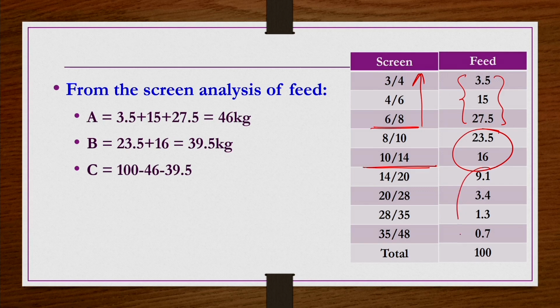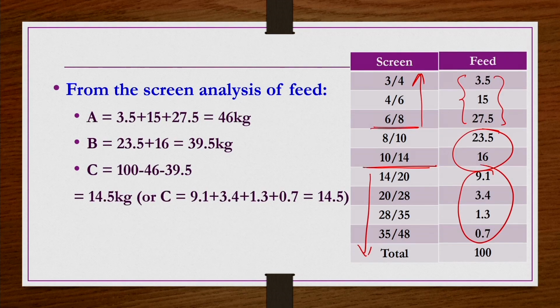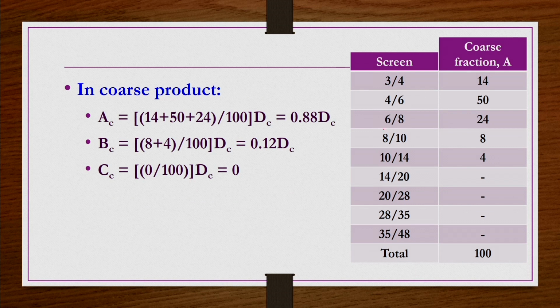All the remaining, that is passing through the 14 mesh, is the fine material, that is 100 minus 46 minus 39.5. So, that is 14.5 kgs. Similarly, in the coarse product also we can have AC, that is up to 8 mesh, whatever is there, that is the coarse. So, that is 14 plus 50 plus 24 divided by 100 multiplied by DC, which is nothing but 0.88 DC.